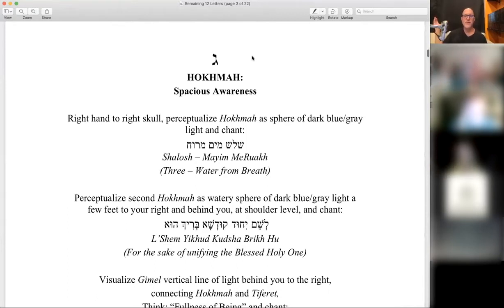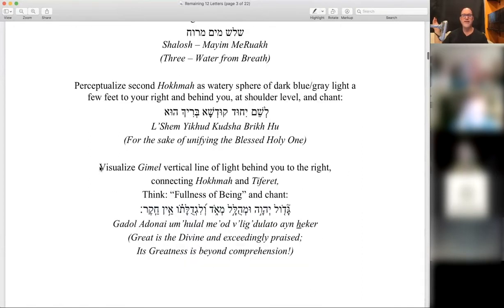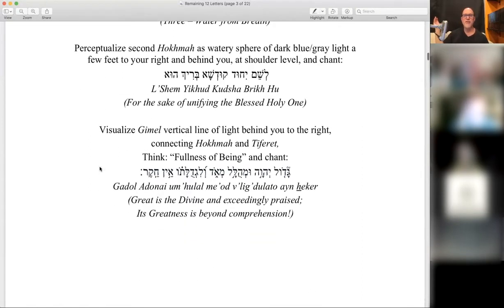L'shem yichud kudshabrichu. Seeing the Gimel line, vertical, connecting the Chokhmah behind you down to where the Tiferet will be at hip level below. Fullness of being, the completeness of this moment, Gadol. Gadol Adonai Mohulal Ma'od V'li Gadulato Ein Cheker.